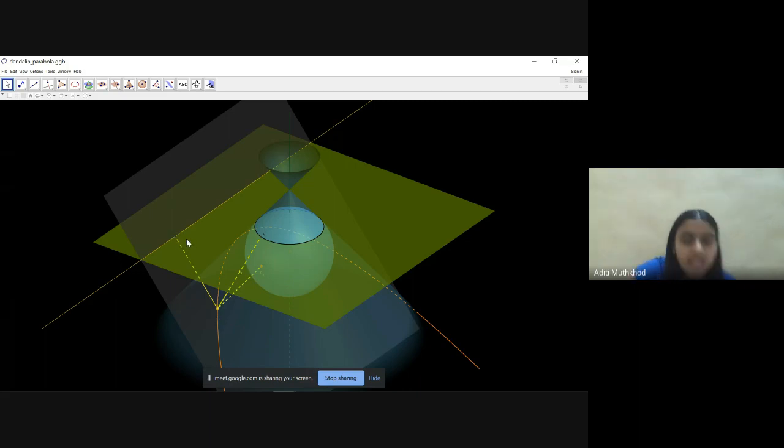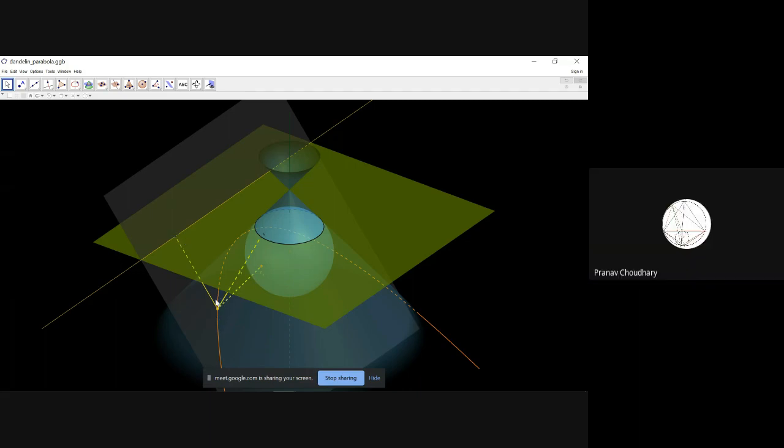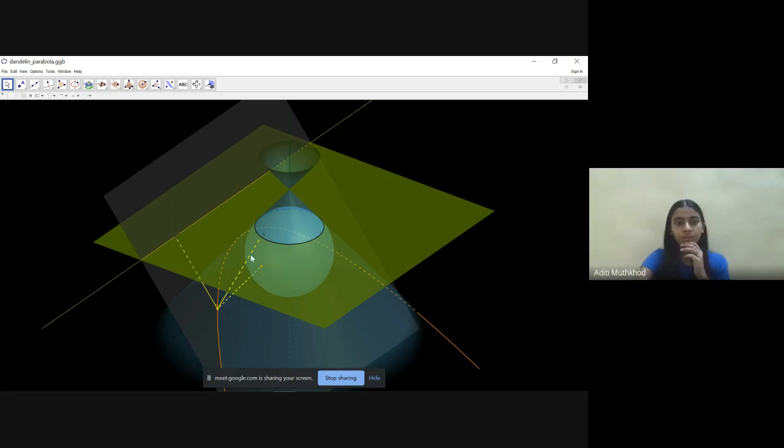Is that N? No, it's L. PF1 is equal to PL. But also PF1 is equal to PN because of tangency, right? So now we want to prove that PN is equal to PL. Do you know why that is true? Do you see why it is true?